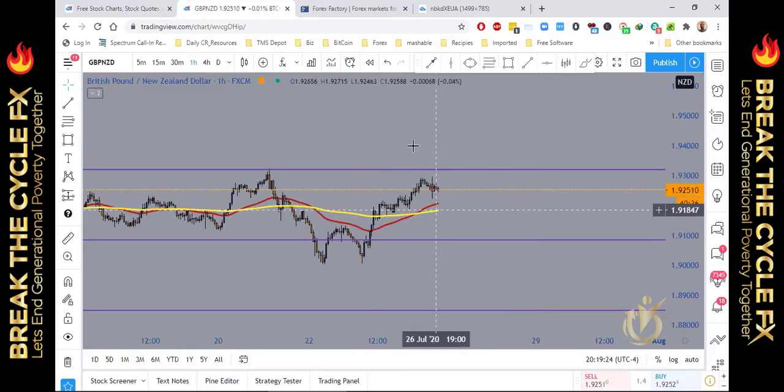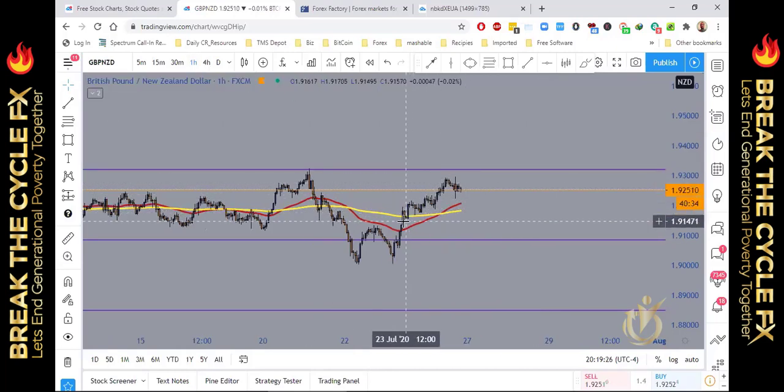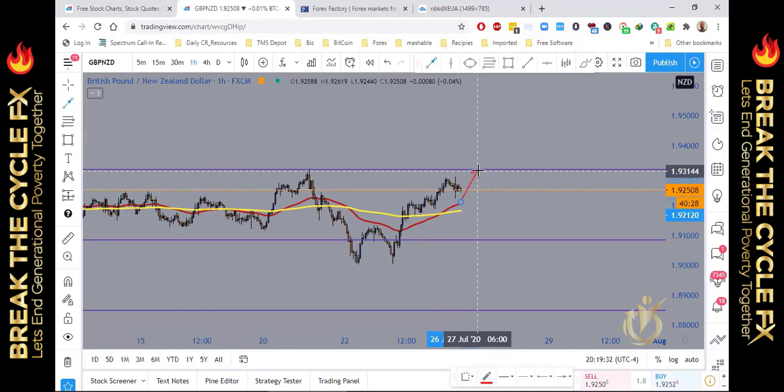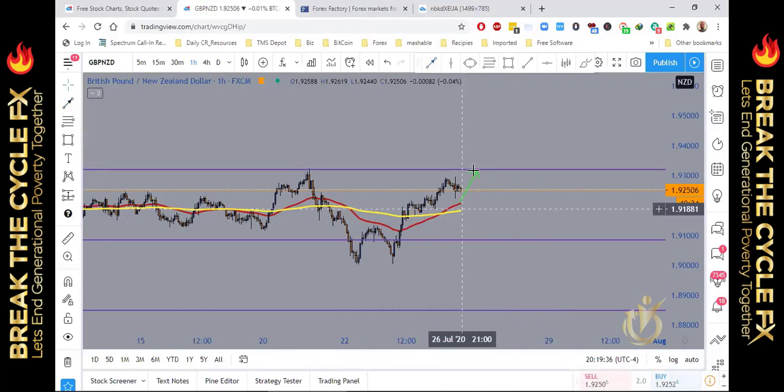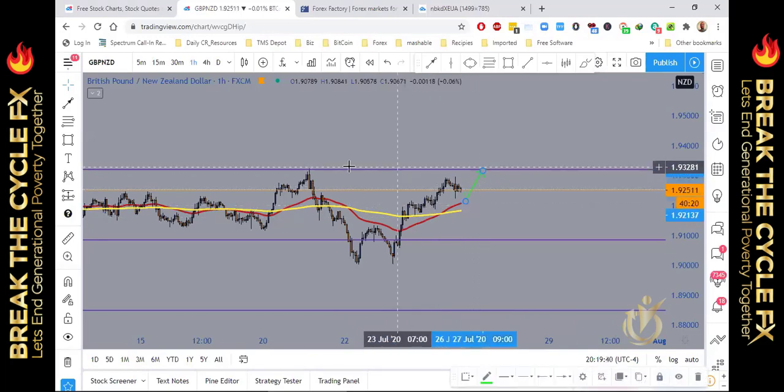So if you could catch the 1 hour pull back on this, like a retest here, at least to the 50, look for rejection and take the buy back up to the top, right? 1.9316.